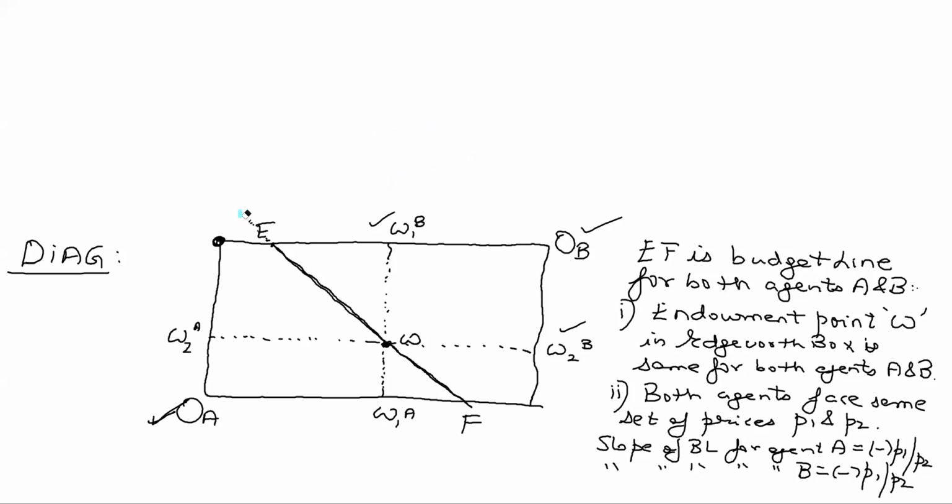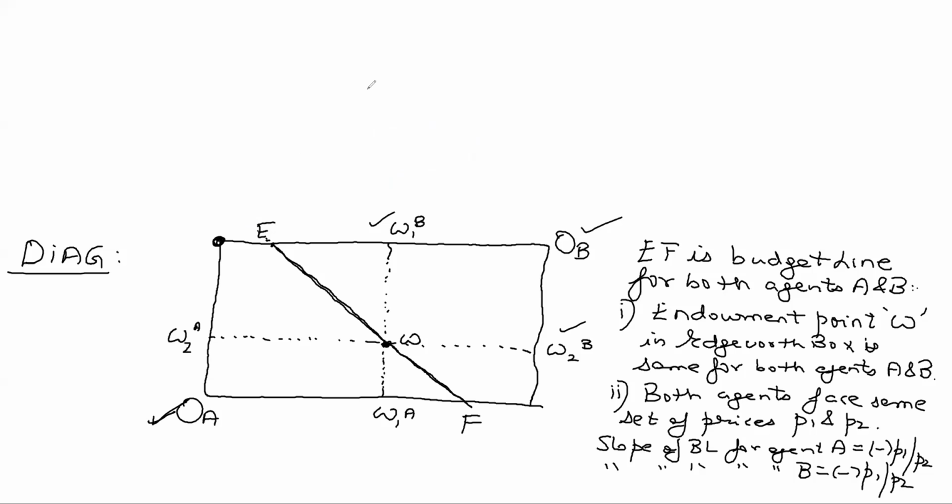So now let's move forward. Till now what we have done, we have located the endowment point and we have drawn the budget line EF, and we are saying that EF is the budget line for both agents A and B. Why? Because EF has the same slope minus P1 by P2 and it passes through the same point omega.